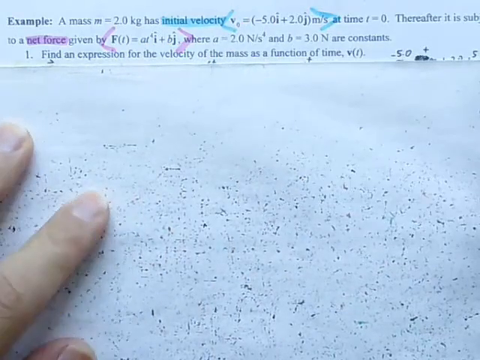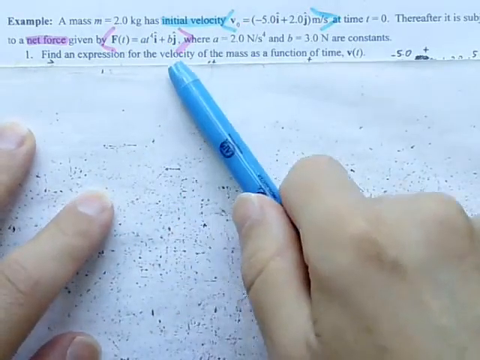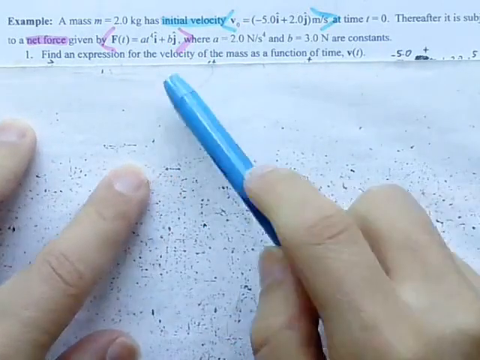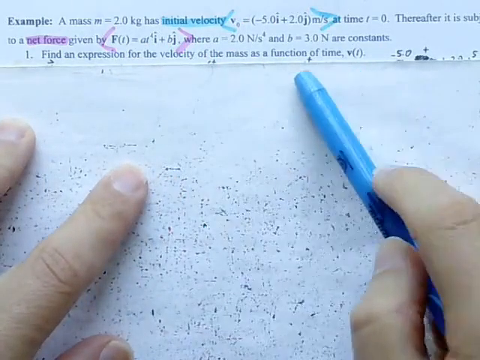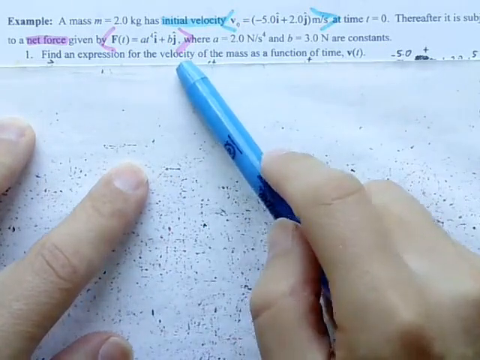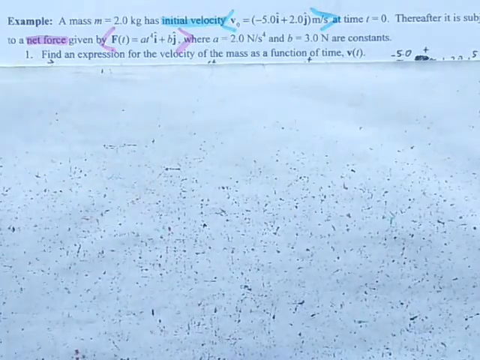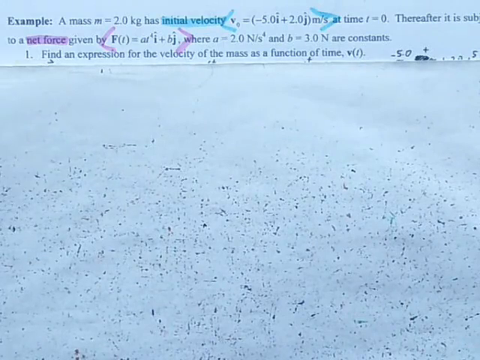First task, find an expression for the velocity of the mass as a function of time, so v of t. The velocity is a vector, so we need to find both the x and y components of that velocity vector. So if you're ready, I'll go ahead and pause the video now and work that out. But if you need a hint or two, I'll provide them if you wait a moment.